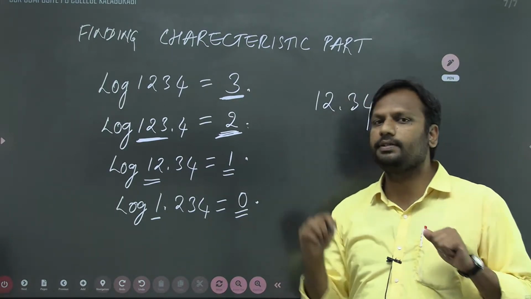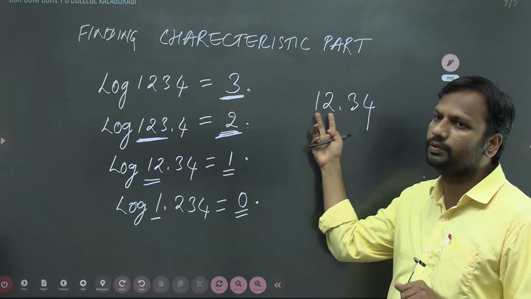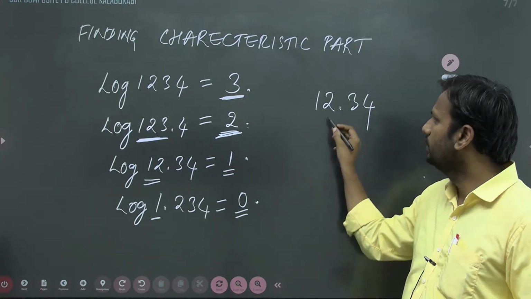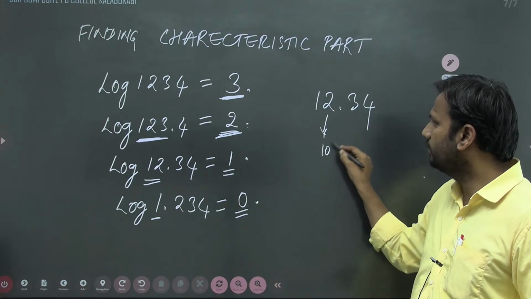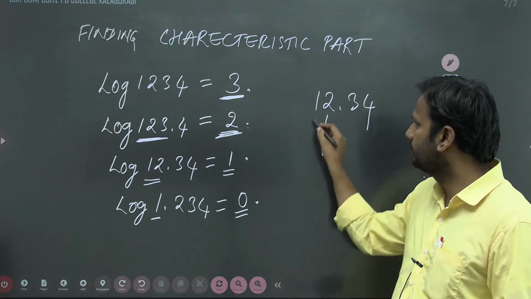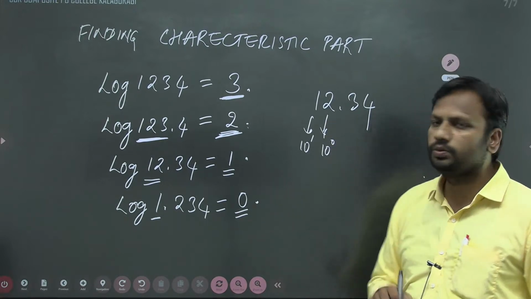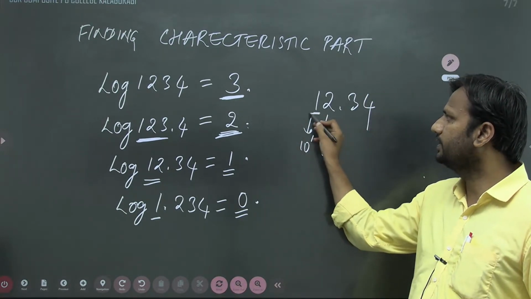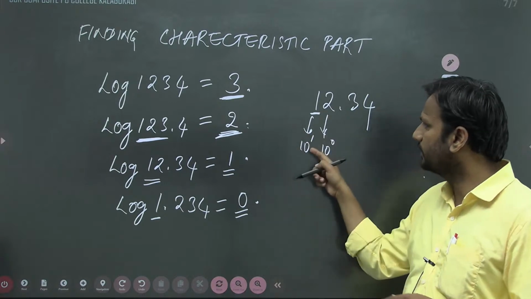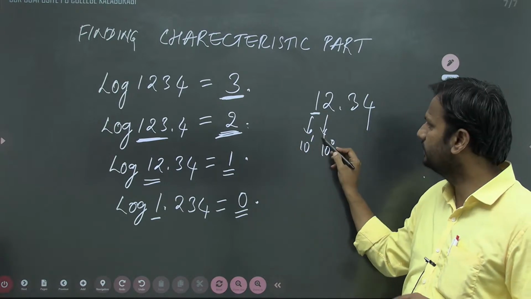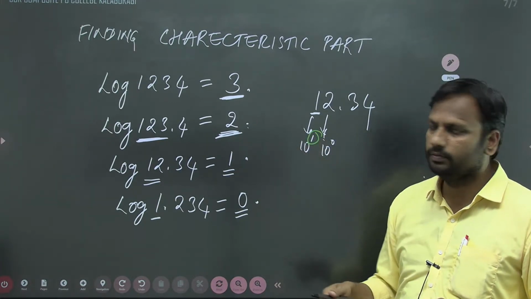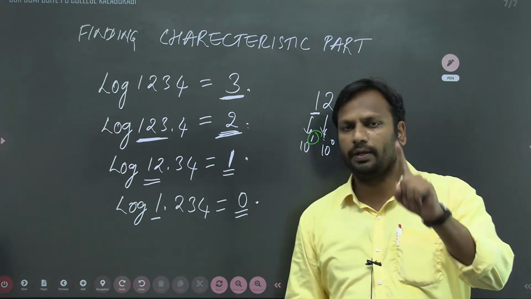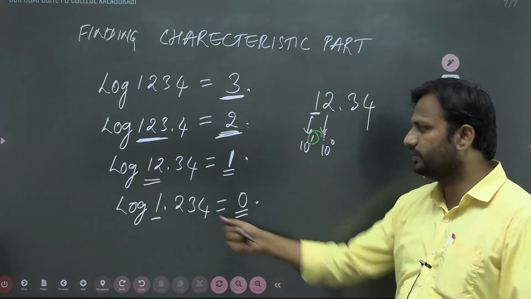12.34. How many digit number is it? We have to look only at the integral part here. That is a 2-digit number. The 2 positions are what here? 10 raised to 0. Next, here, 10 raised to 1. Got it? So the first significant digit is 1. So its exponent form of the position we have to see here. That is 1, the exponent form. So if it is 2-digit, the characteristic part will be 1. Got it?